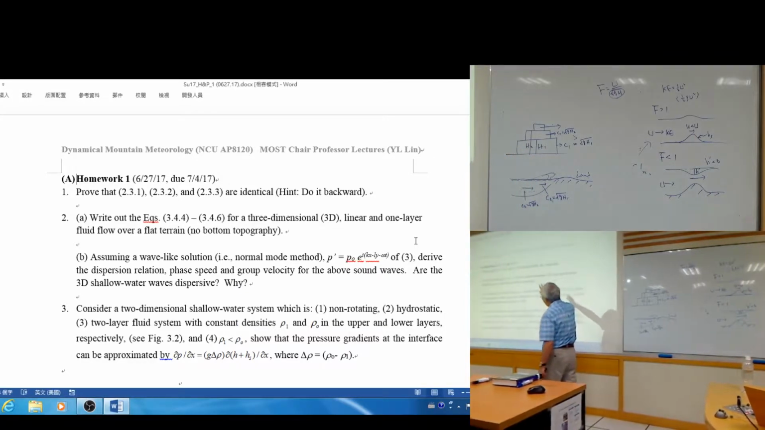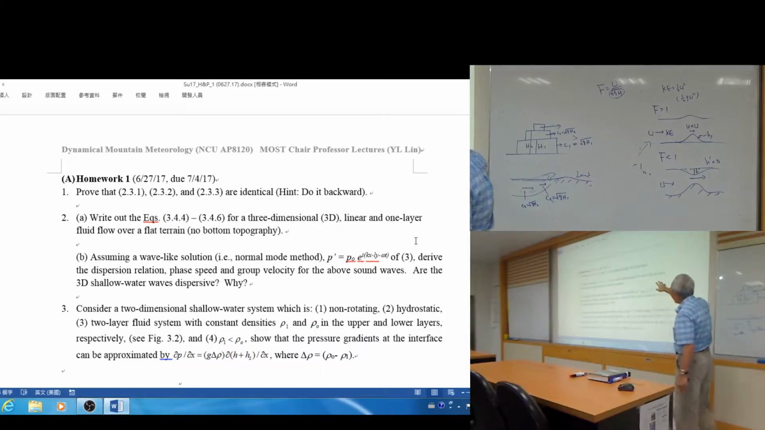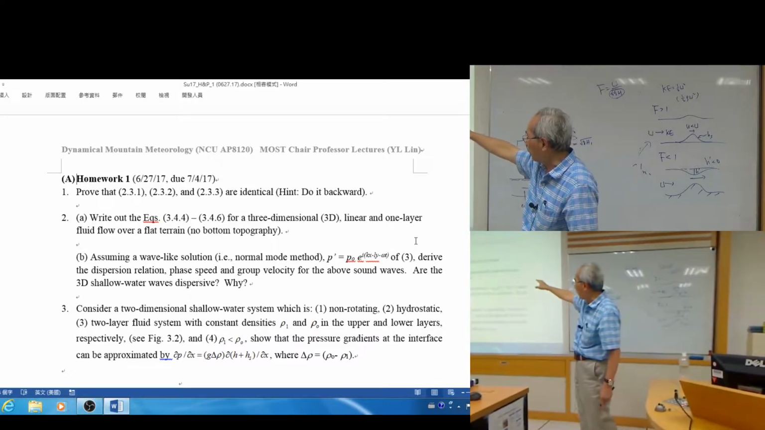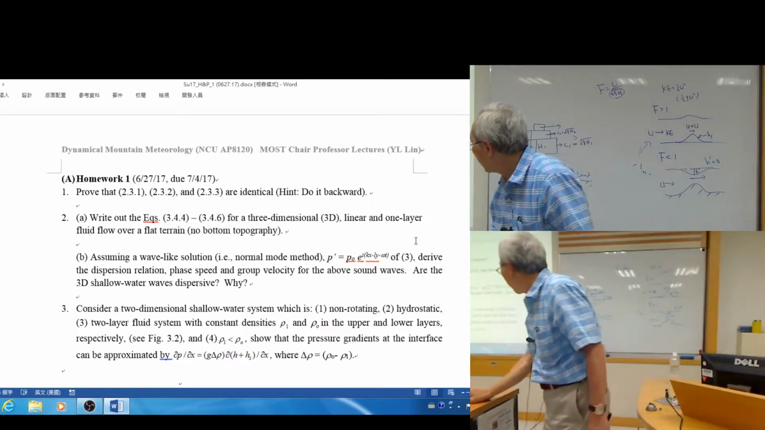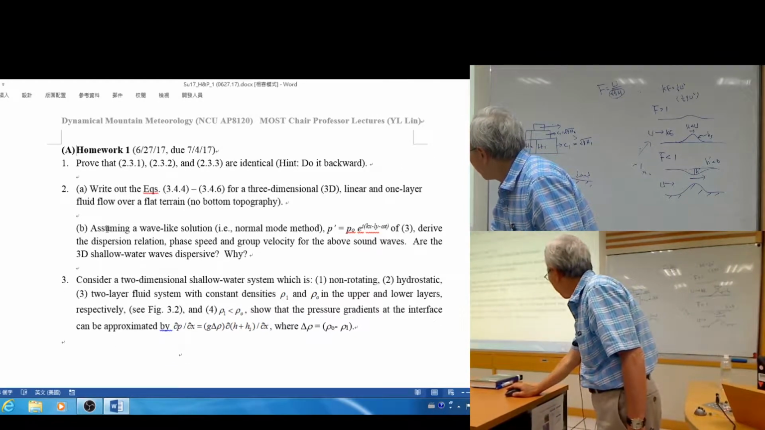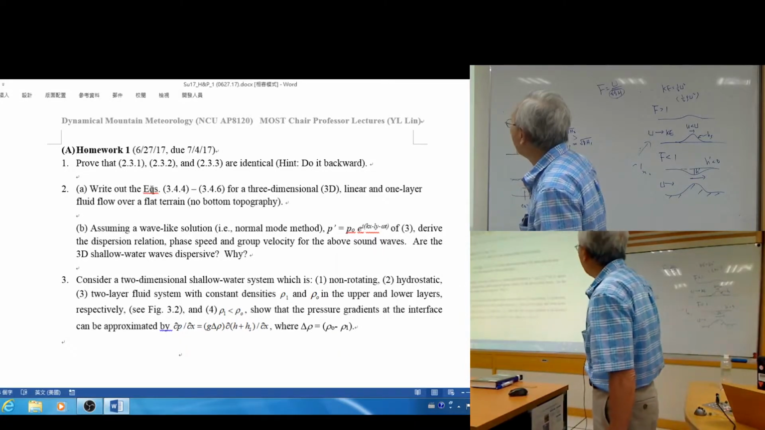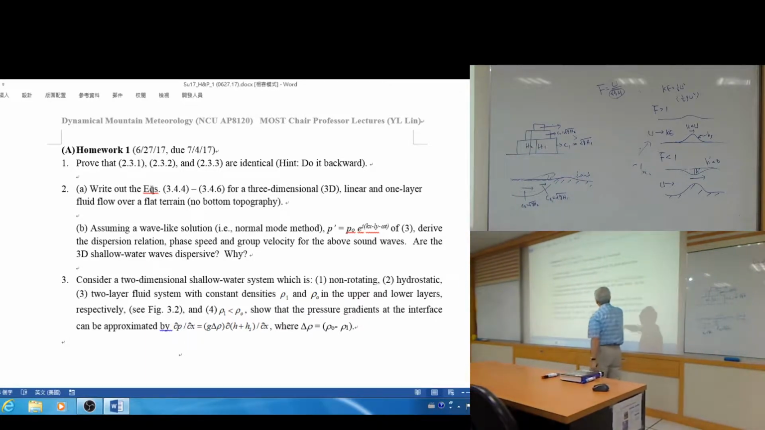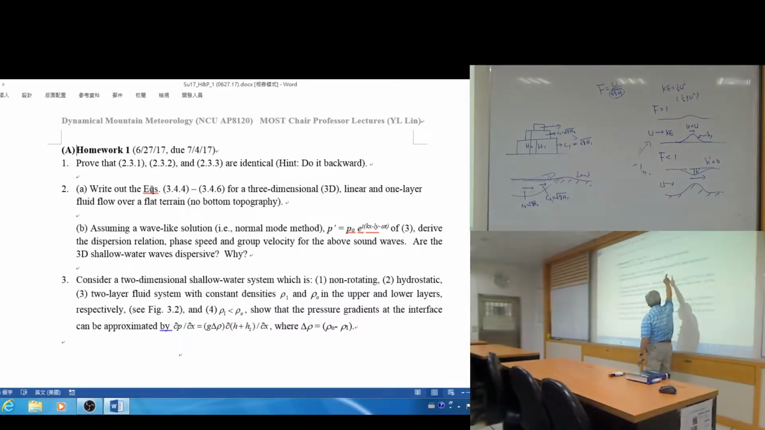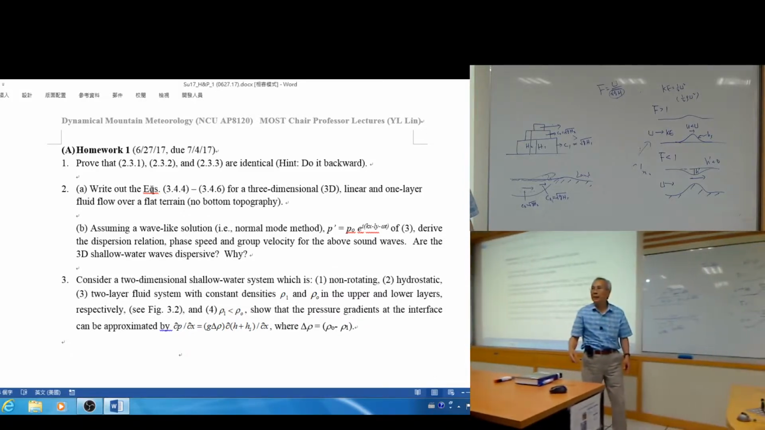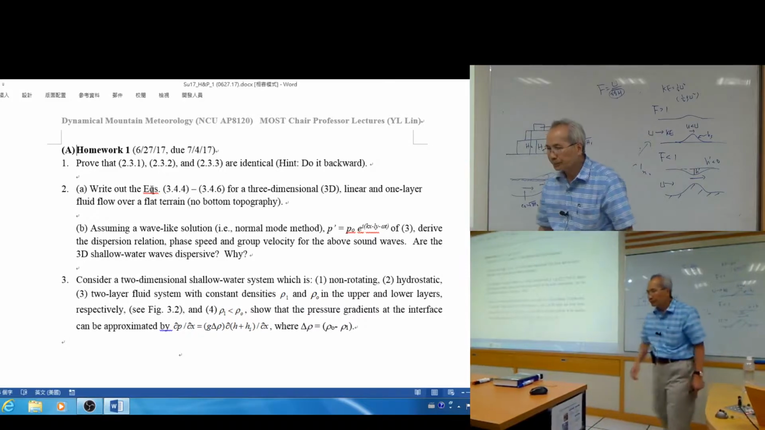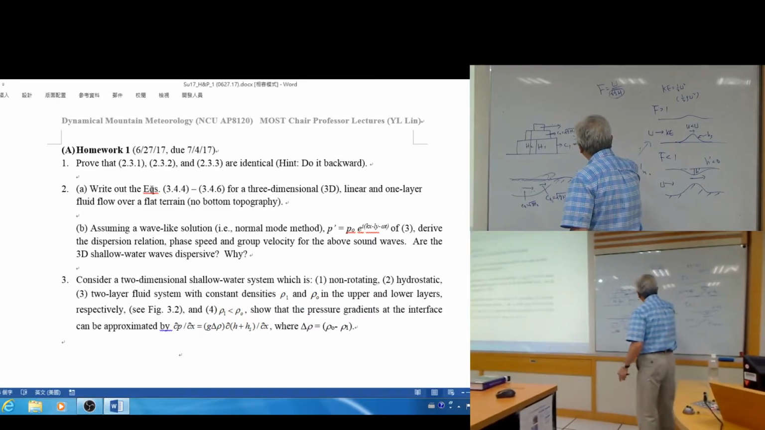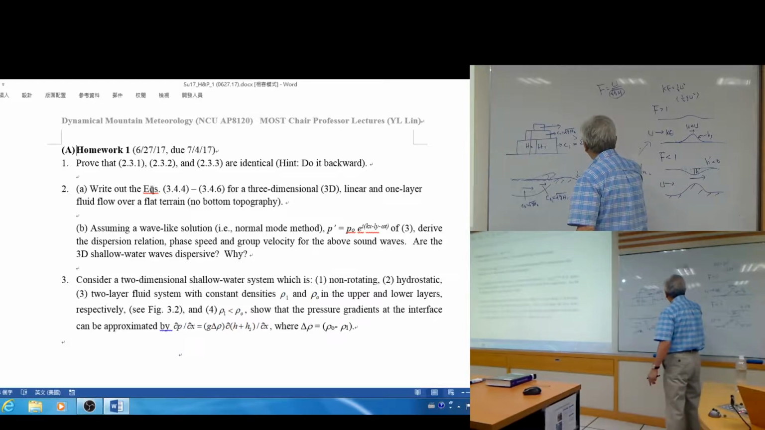So for homework number 1, you prove that equations 2.3.1, 2.3.2, and 2.3.3 are identical. I give a hint. The second one is interesting because it's not difficult. Based on 3.4.4 and 3.4.6, you simplify the equations. You still assume 3D, linear, and one layer. One layer means you don't have two layers, so rho 1 equals rho 0.